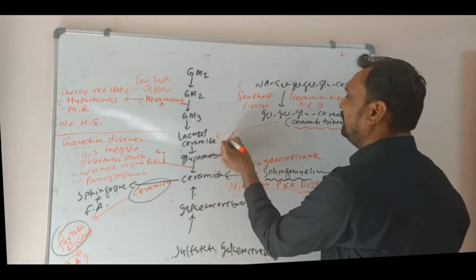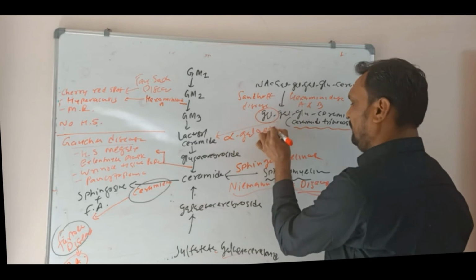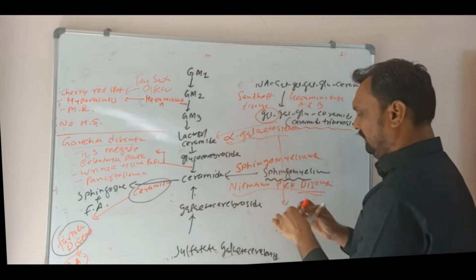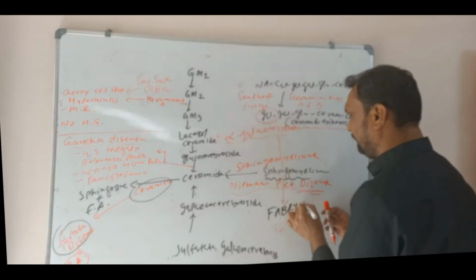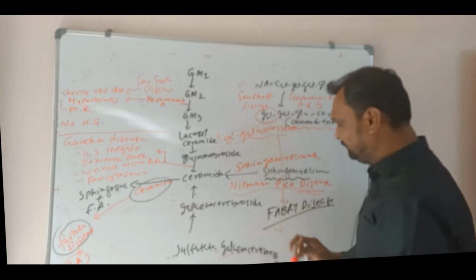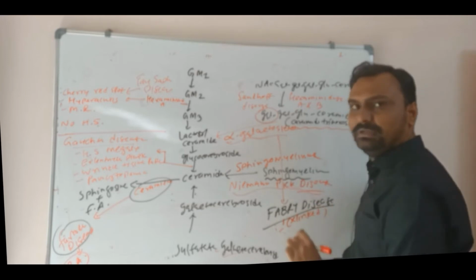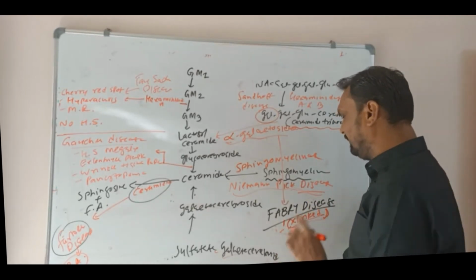Here there is an enzyme that removes galactose, and the enzyme is called alpha galactosidase. Okay, and if this enzyme is deficient, it will lead to a very important disease, that is called Fabry disease. Remember, it will lead to Fabry disease. Now what are the features of this Fabry disease? So it is important that it is X-linked. Rest all lipid storage disorders are autosomal recessive. So here males are affected, it is an X-linked disease.